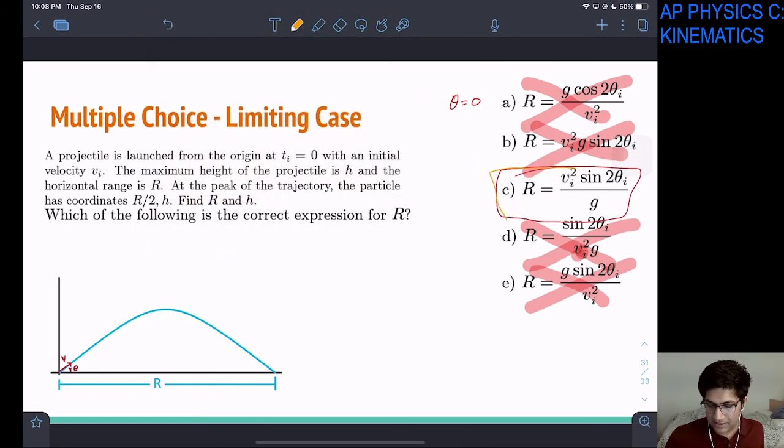So this technique is called limiting cases. I encourage using this. I usually use it when there's an expression and the question asks which is the correct expression. Play around with all the variables.